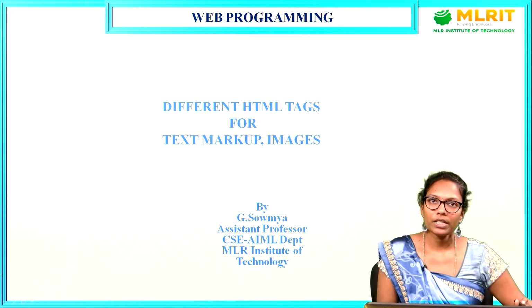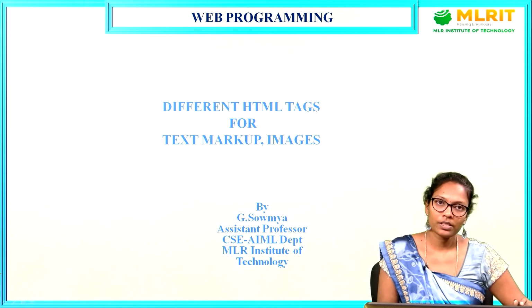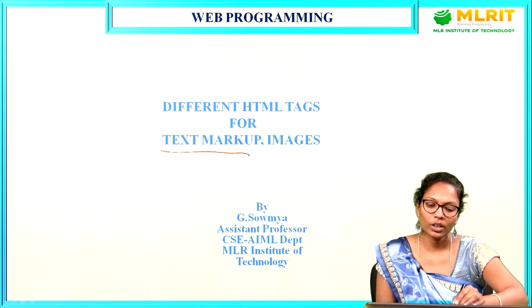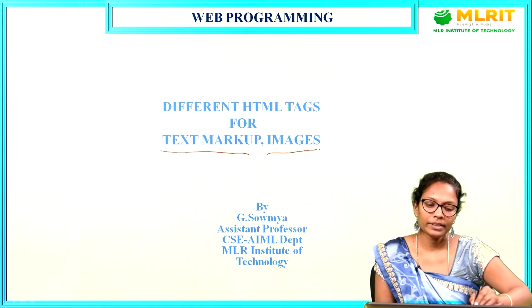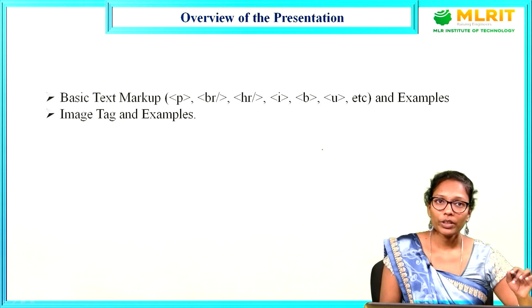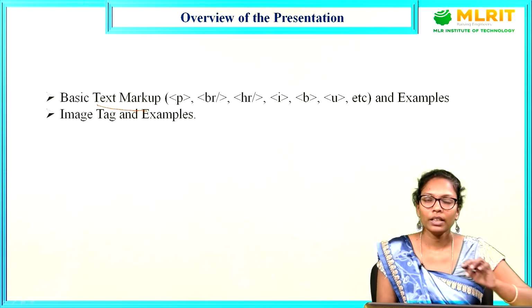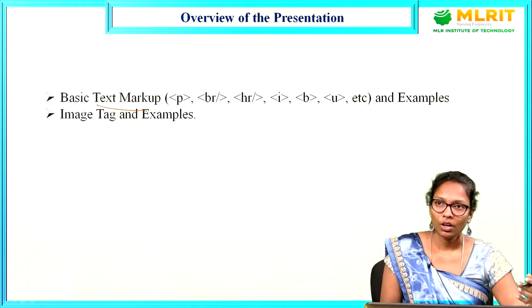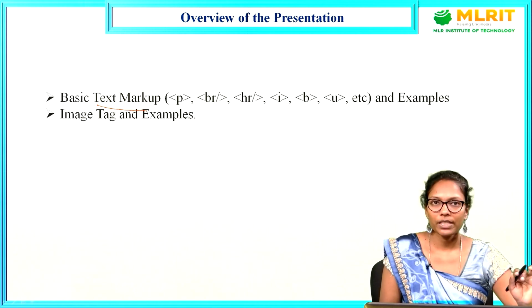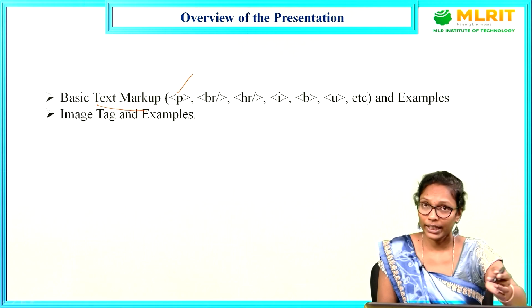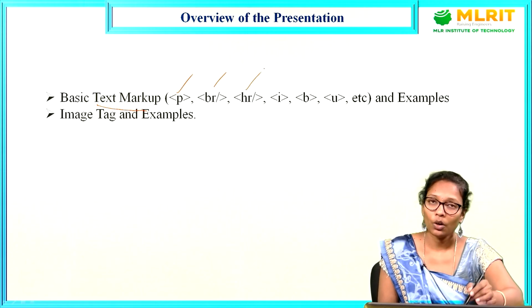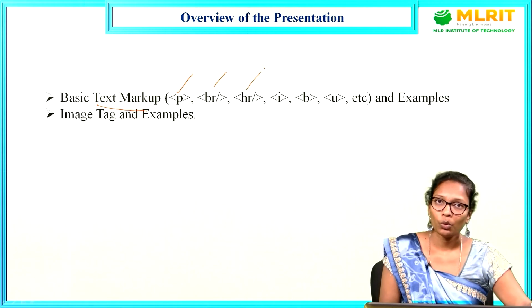Today's topic is the different types of HTML tags. In this video, we just focus on text markup tags and the image tag. So we are mainly focusing on two types of tags. The first is basic text markup, that means how you display your text or how you specify your content. Those tags are basic text markup. We have the paragraph tag, break tag, horizontal rule, italic, bold, underline, and some different types of headings. All these come under basic text markup.